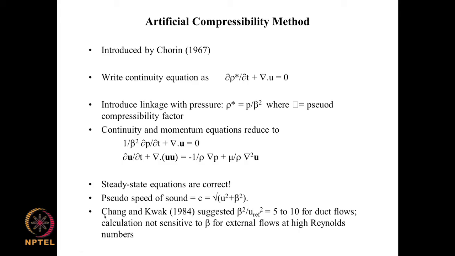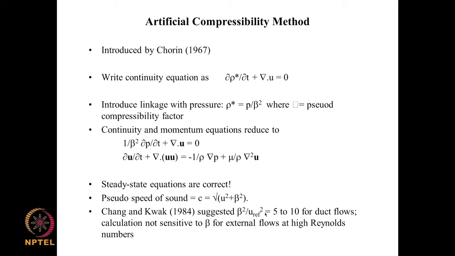And based on some studies of sensitivity and all that, Chang and Kwak suggested that beta should be taken in such a way that beta square by reference velocity square is of the order of 5 to 10 for duct flows. So, if you are looking at a flow through a duct which is incompressible, and if you know the estimated average velocity, then you choose beta such that beta square is 5 to 10 times reference velocity square.